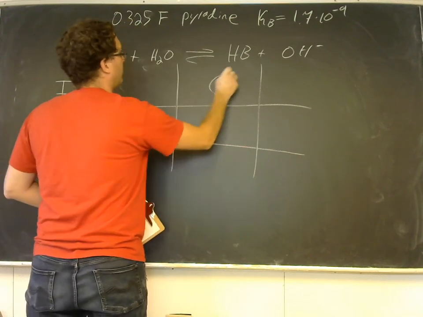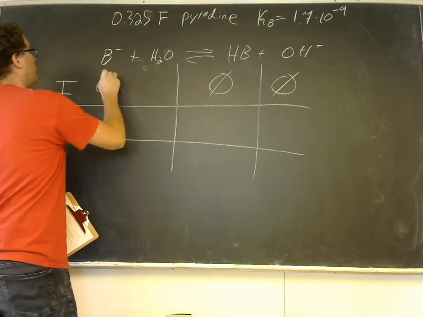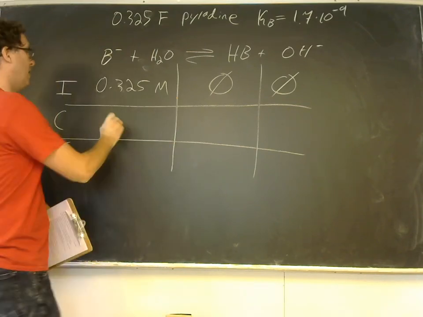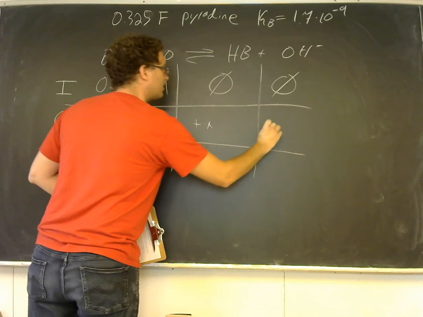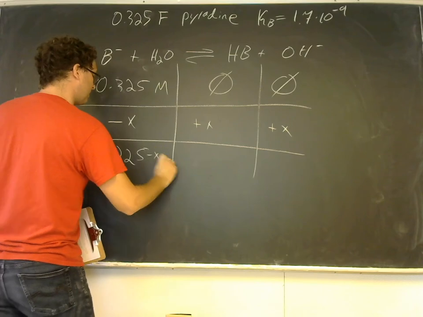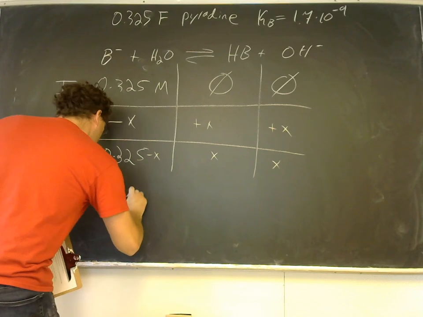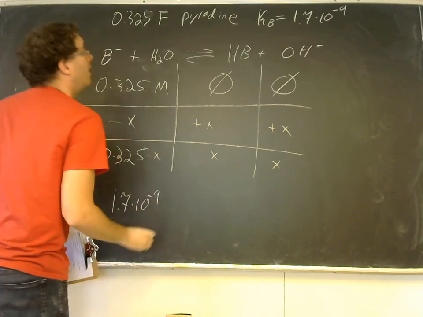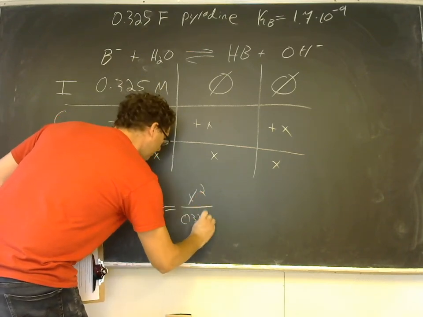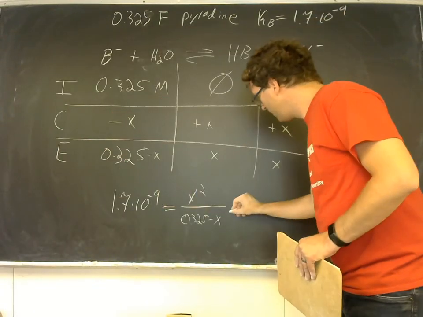So we're going to start off with none of the conjugate acid and no hydroxide. 0.325 molar of the pyridine, minus x, plus x, plus x: 0.325 minus x, x, and x. And we'll put our Kb value, 1.7 times 10 to the negative 9th, equal to x squared over 0.325 minus x.